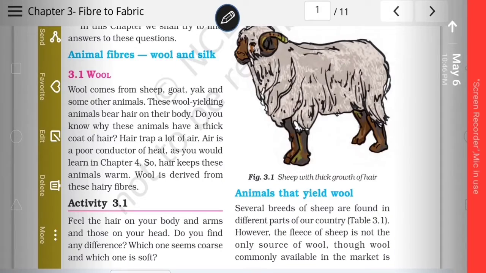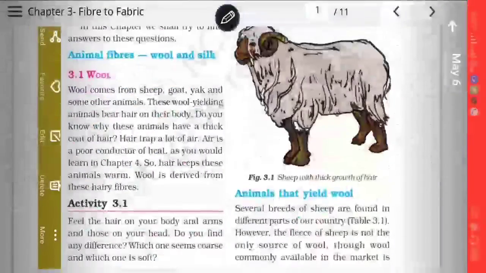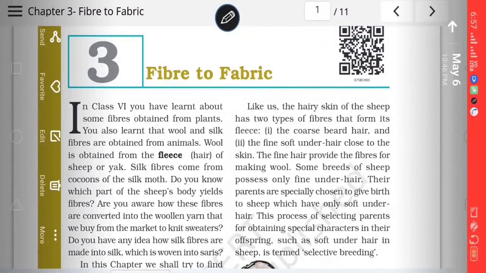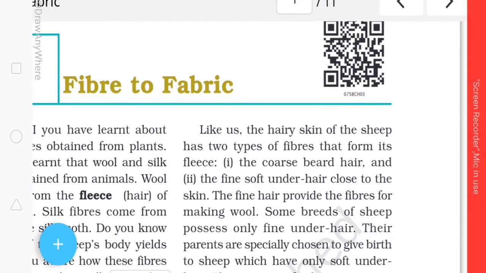Now let's see the types of fiber which are found on sheep. Here it is said, see this paragraph: like us, the hairy skin of sheep has two types of fibers that form its fleece. So how many types of fibers does a sheep have? They have two types of fiber. Now let's see the first one. The first one is the coarse beard hair, and the second is the fine soft under hair close to the skin.